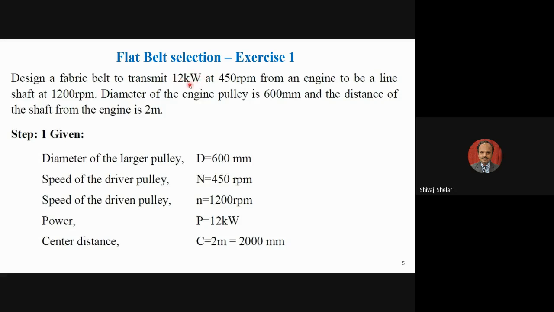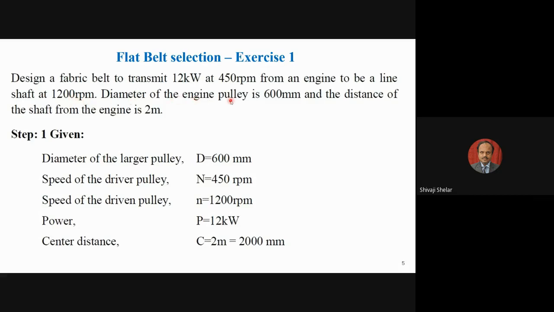The total power to be transmitted is 12 kilowatt, and it has to be transmitted at 450 RPM from the engine. So this is the engine RPM, to a line shaft at 1200 RPM. Here there is a speed increase. From input to output, we are increasing the speed, so the pulley diameter on the output shaft is smaller. That's why we can get a speed on the output shaft of 1200 RPM. So we are increasing the speed from 450 RPM to 1200 RPM: input shaft 450 RPM, output shaft 1200 RPM.